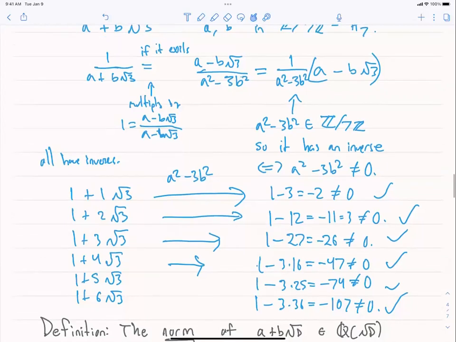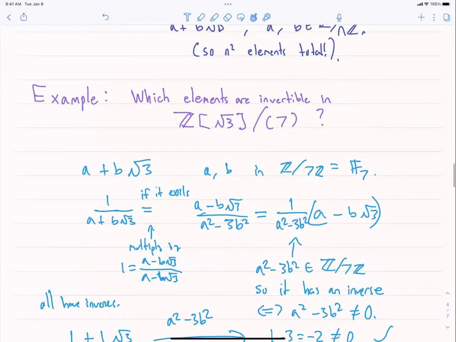And everything in here has an inverse. Everything non-zero has an inverse. So I've actually shown that all non-zero elements are invertible. So this is a field.